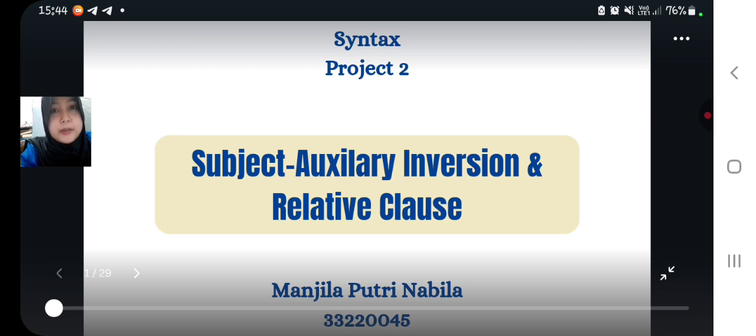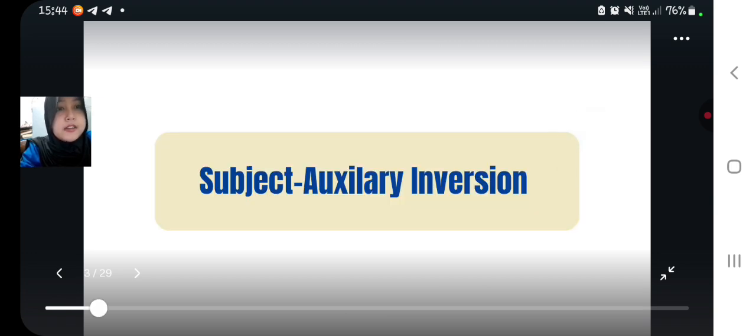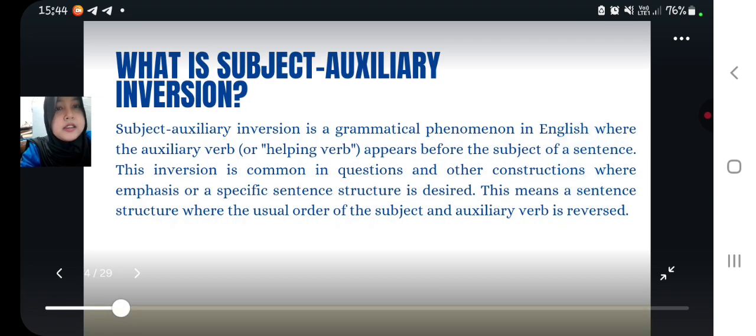There are two topics. First is subject auxiliary inversion and the second is relative clause. Part 1, subject auxiliary inversion. What is subject auxiliary inversion?